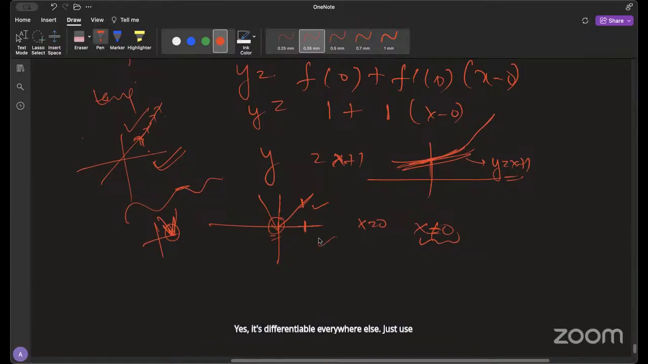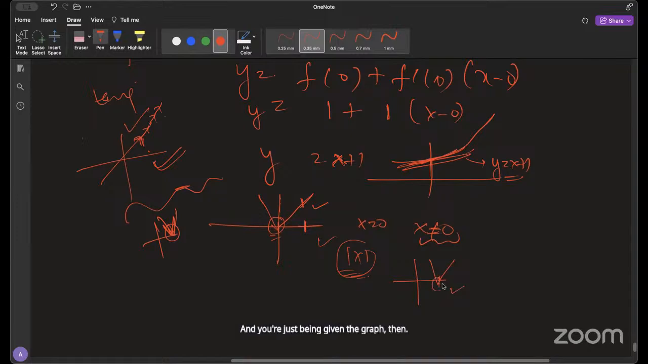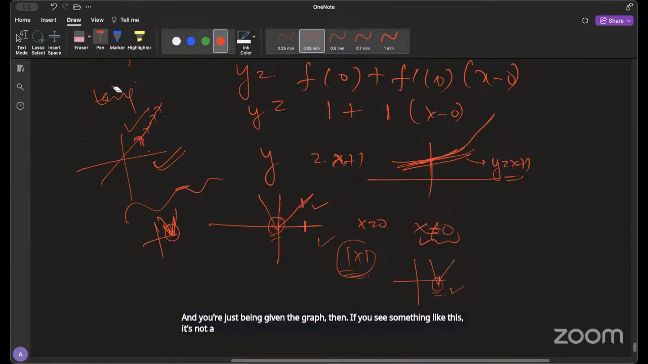Just use the definition for mod x. If you don't want to figure it out graphically, you can just use the definition. But let's say you're not being given the function and you're just being given the graph, then if you see something sharp like this, it's not differentiable. Is that okay?